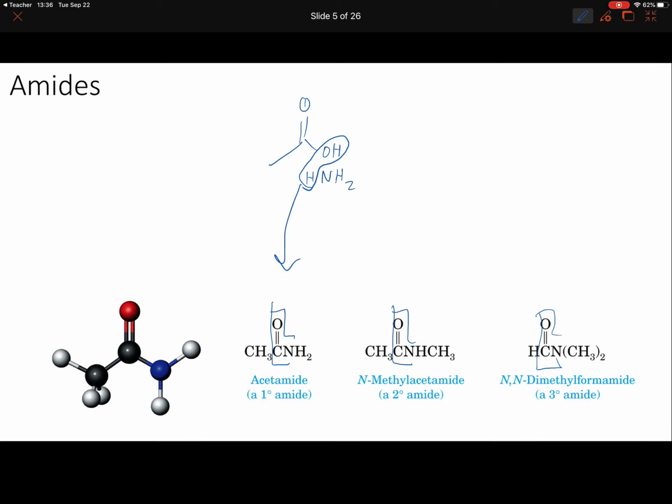Here's a methyl acetamide. So let's see, why is that called? Oh, that's N-methyl. So here, whenever there's a group on the nitrogen. So this one is still acetamide because it was from acetic acid, but this one has a group on the nitrogen. So N-methyl acetamide. This one here has two groups on the nitrogen, and it's formic acid. So this is N,N-dimethyl formamide.